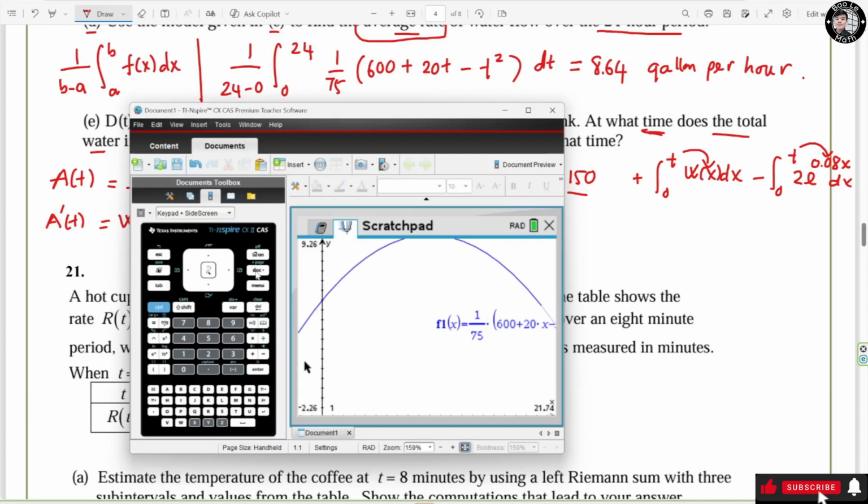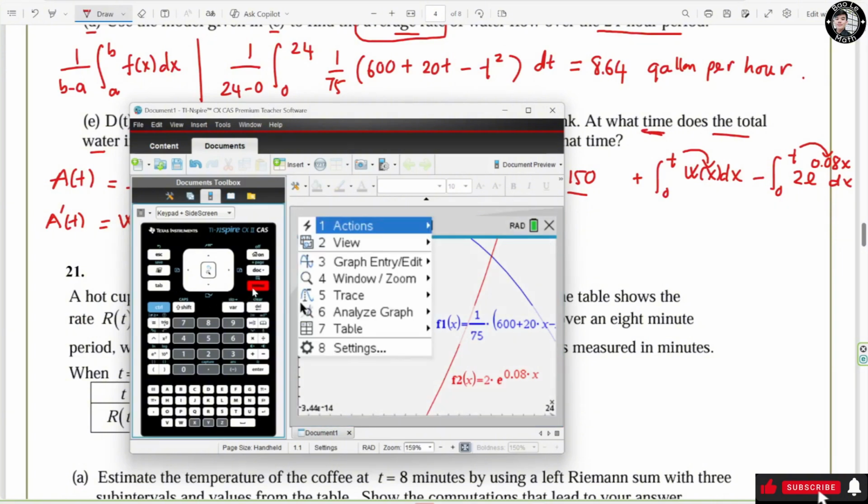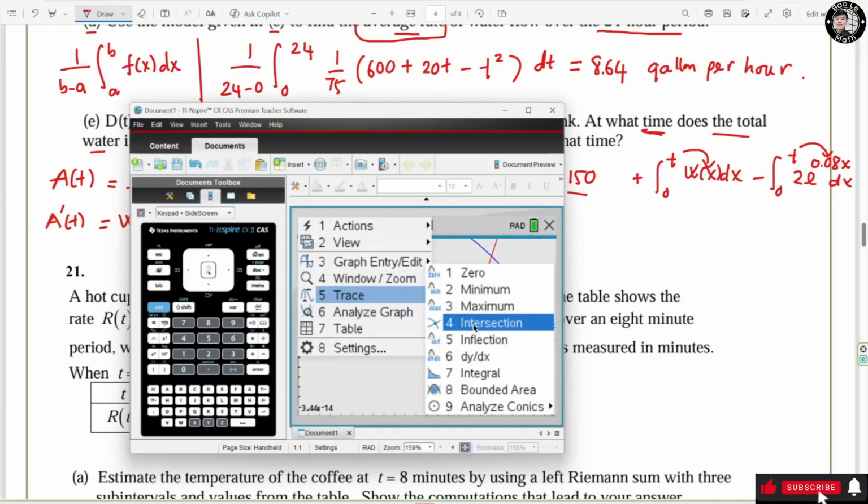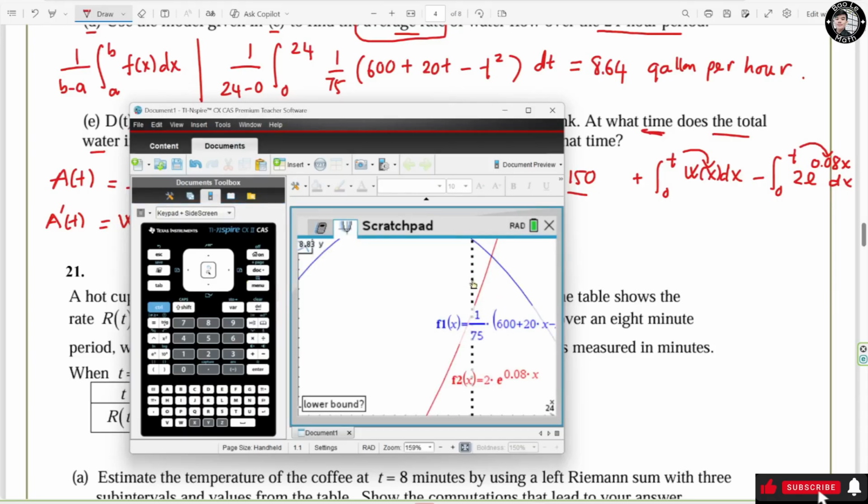For the second one, you're going to go back to the graph, so you're going to hit tab right here. F2(s) is 2 times e to the 0.08s, right? And you press enter, it's going to be right here. Within the interval 0 to 24, you see that one intersection right here. So you're going to press menu, analyze graph, intersection, this one right here. So go to the left, go to the right. The answer is 18. So you have t equals about 18 hours.